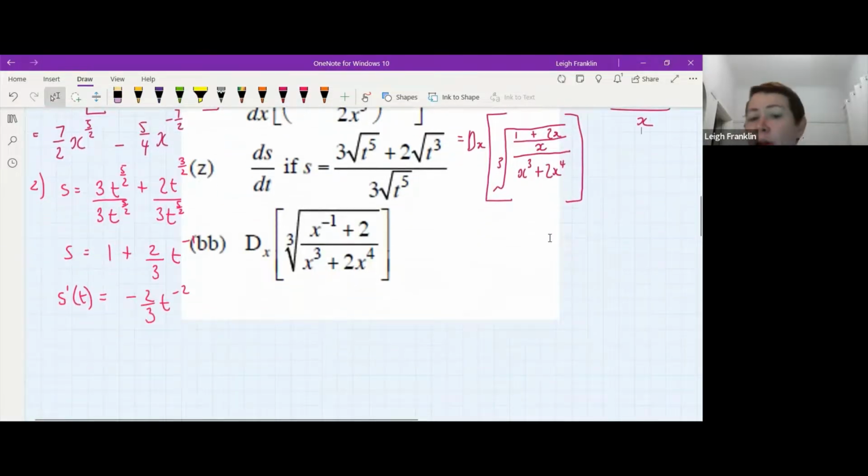Now what I'm going to do, and I could have done it at the same time, but I didn't, is I'm going to factorize the denominator. So I'm keeping the numerator the same. Keeping the numerator the same.